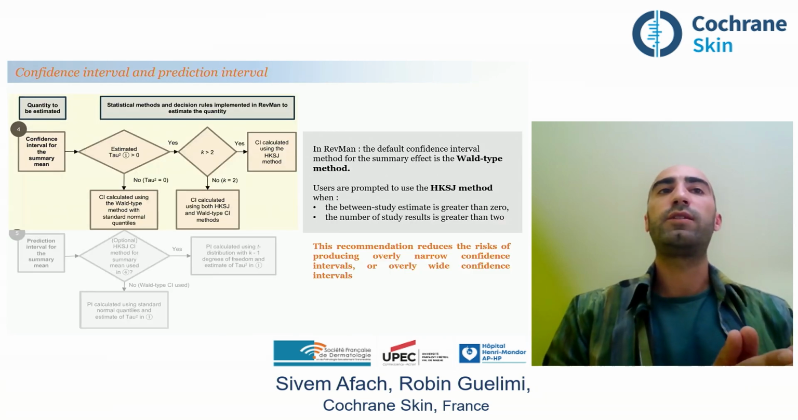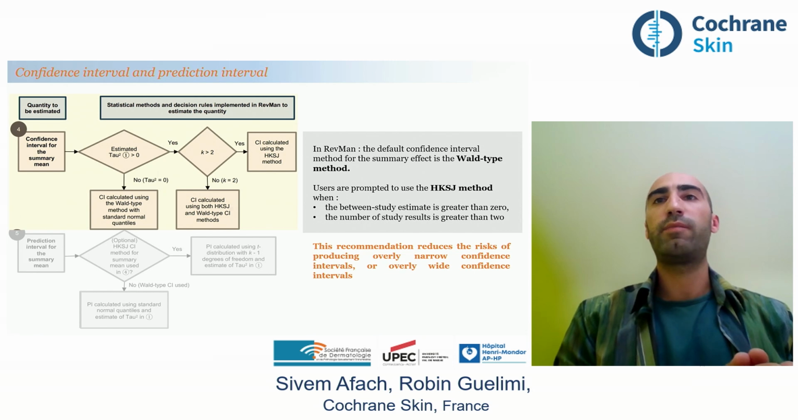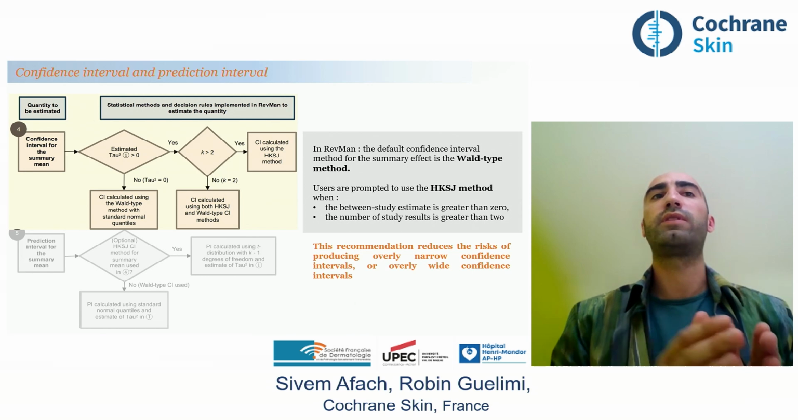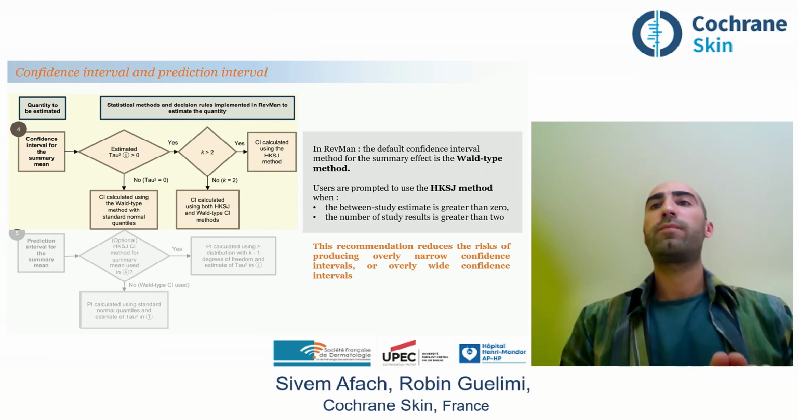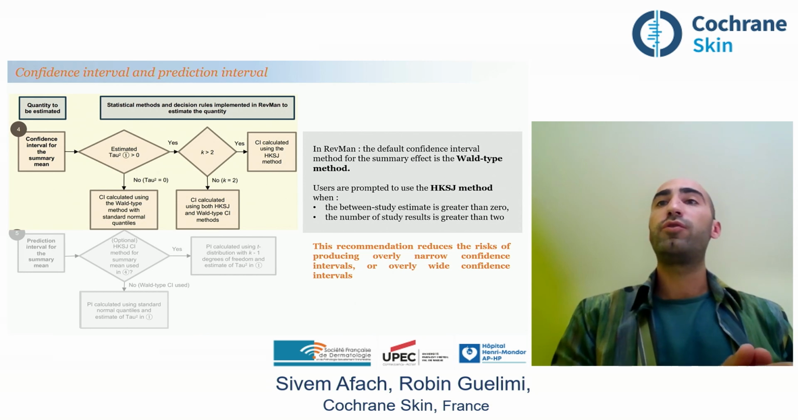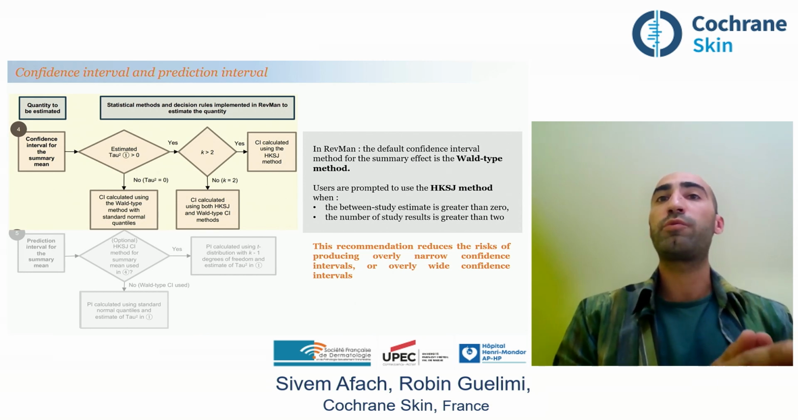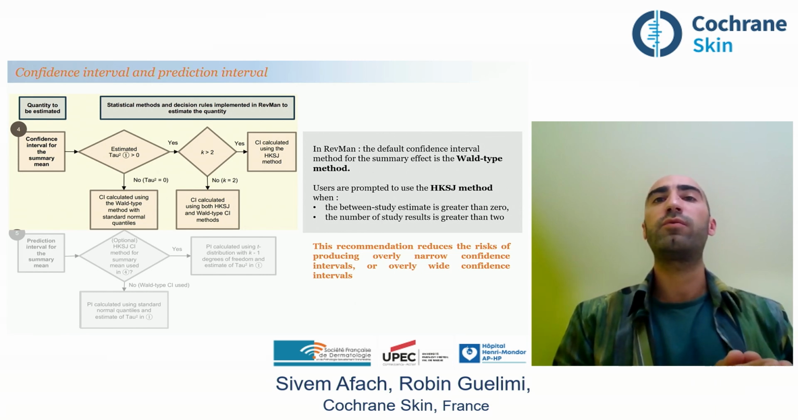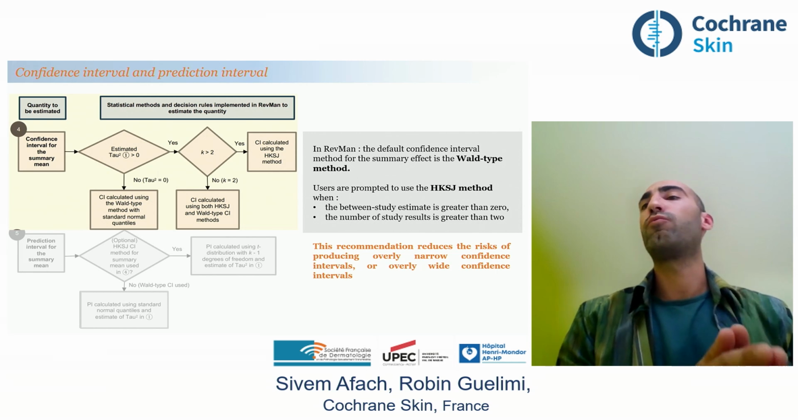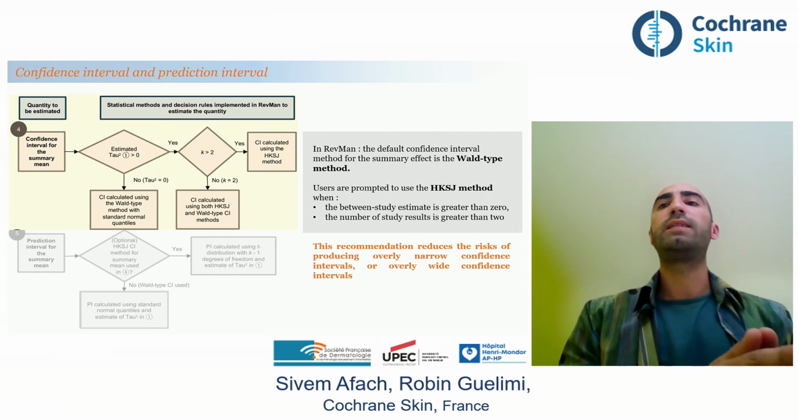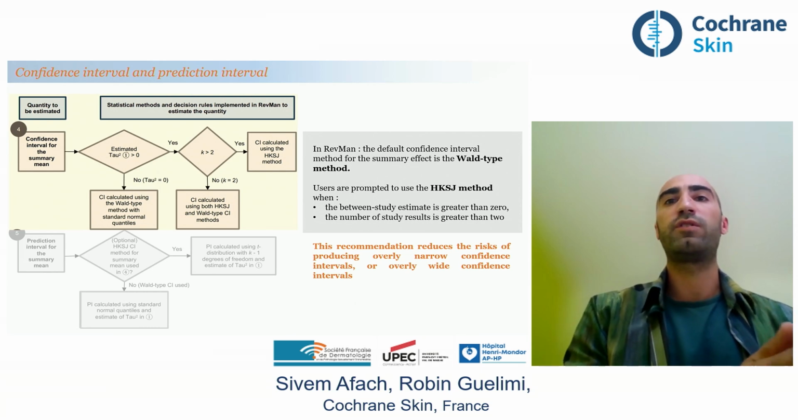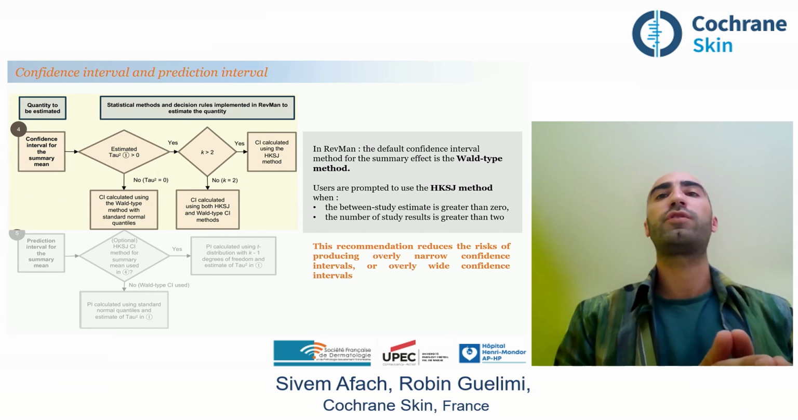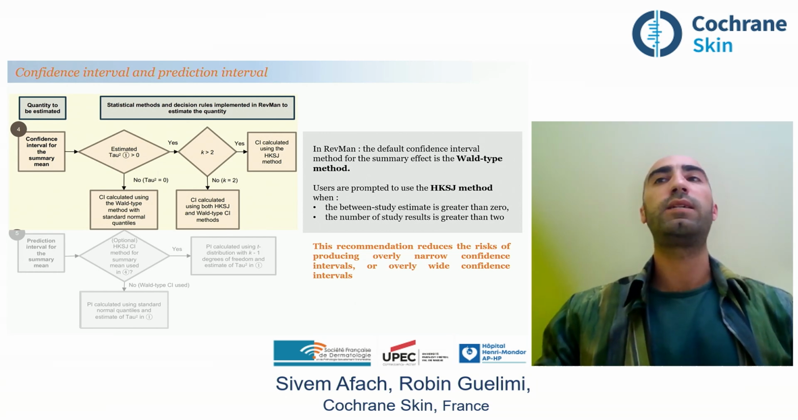This has led the Cochrane Statistical Methods Group to issue some recommendations regarding the confidence interval estimation. For now, the method used in RevMan remains the Wald-type method. But authors are prompted to use the Hartung-Knapp-Sidik-Jonkman method when the between-study heterogeneity is greater than 0, that means tau square is different from 0, and when the number of studies is more than 2. With this recommendation, this reduces the risk of producing overly narrow or overly wide confidence intervals, which is the protocol that authors are prompted to use when conducting a meta-analysis in RevMan.